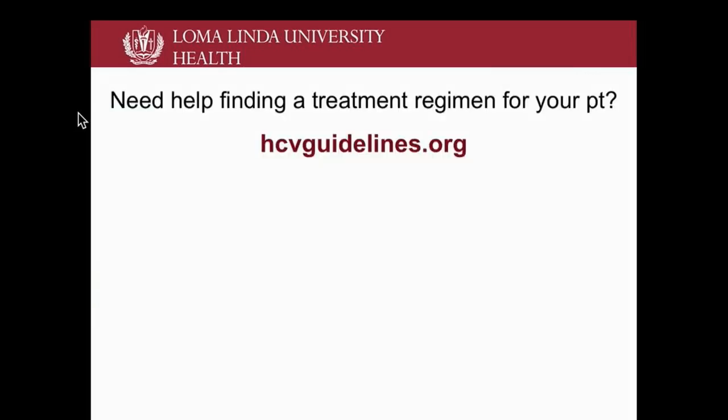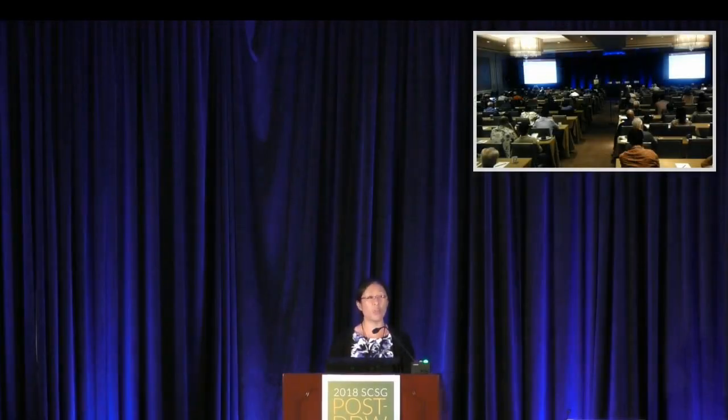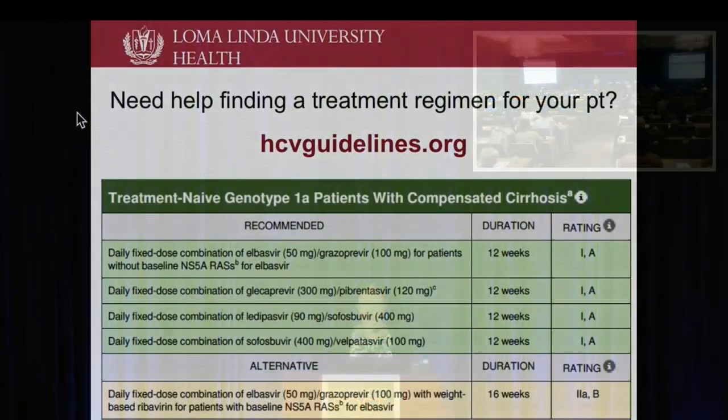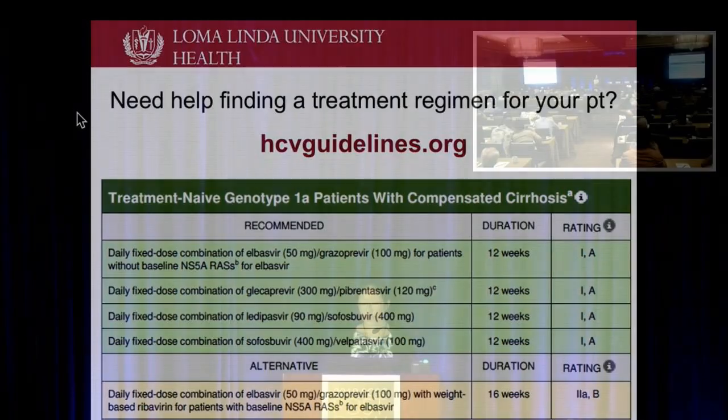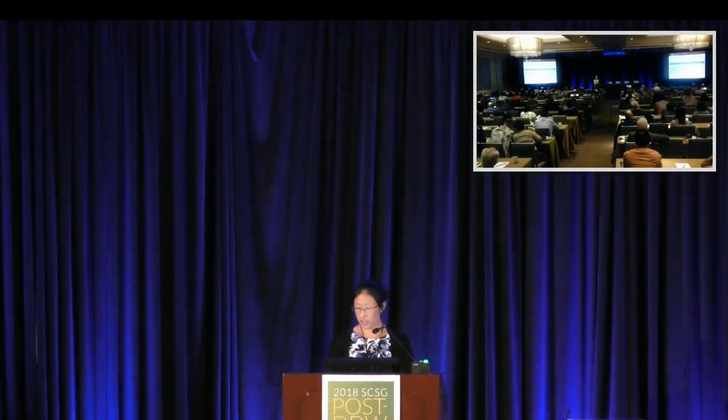So this, if you have not used this website, I want to make sure if you get nothing else out of my talk, please remember this website, hcvguidelines.org. It is a wonderful point-of-care website set up by the AASLD and IDSA to help you when you have a patient, in terms of determining which regimen would be appropriate and what the level of evidence is to support it. So for instance, if I have a treatment-naive genotype 1A patient with compensated cirrhosis, this website will tell me all the various different regimens that are approved and recommended, as well as alternative, meaning that has been used in the past, but we don't really recommend it. So all that data is there. It'll tell you the duration, as well as the strength of the evidence to support those recommendations.